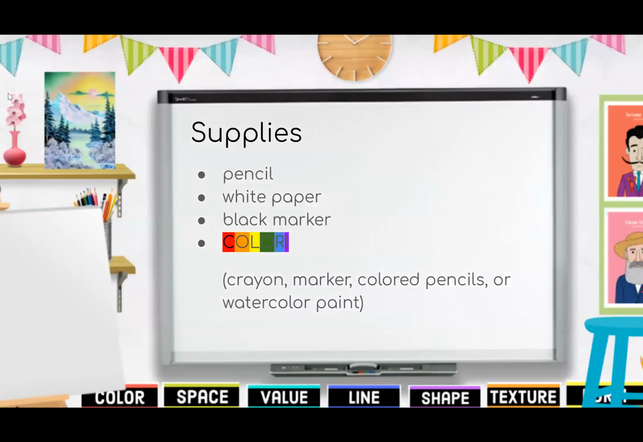Remember, if you don't have these supplies, it's okay, but the supplies we'll be using are pencil, white paper, black marker, like a washable black marker or a Sharpie, if your parents let you use that. And we need color. We're going to add color to our creations today. So crayons, marker, color pencil, or if your parents are up for it, watercolor paint is great.